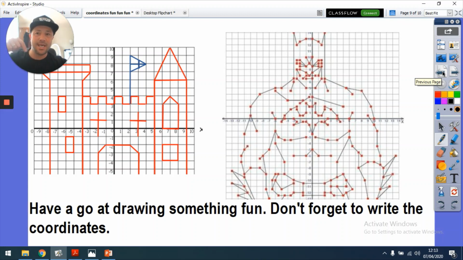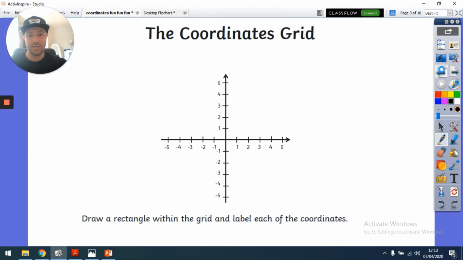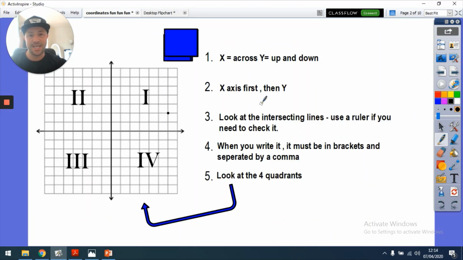As I say, down below, if you need the paper you can print it out, please use that. If not, just draw your own grids. Make sure you're using a ruler and make sure you are following our success criteria, which is here.